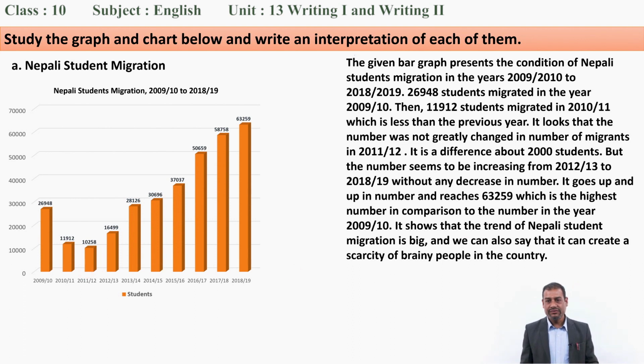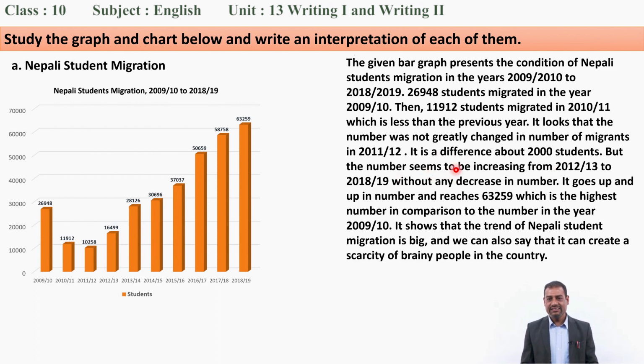Then let me continue. It looks like the number of migrants was not greatly changed in 2011 and 12. If you see 2010 and 11, and then 2011 and 12, the number is not that much different, in comparison to the year 2009 and 10. So it looks similar. This is what you have to notice and write down there.